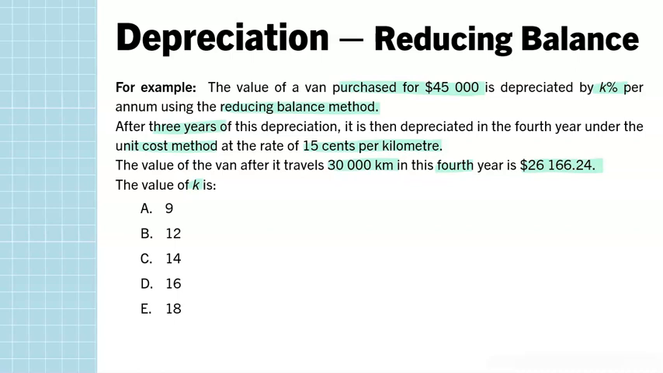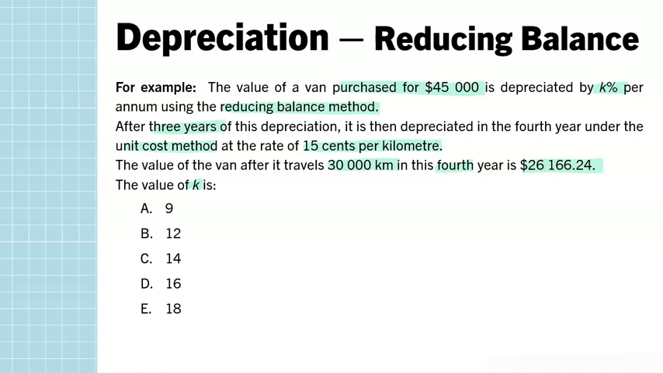So we want to work out what was the rate for the reducing balance method. To be able to do that, we first need to know, well, what was the value of the van after 3 years? So we've had a change in conditions here. We've been doing reducing balance, and then the 4th year we did unit cost. So we're going to need to work backwards from the 4th year value of $26,166.24 to get a 3rd year value, so that then we can just concentrate on the reducing balance.